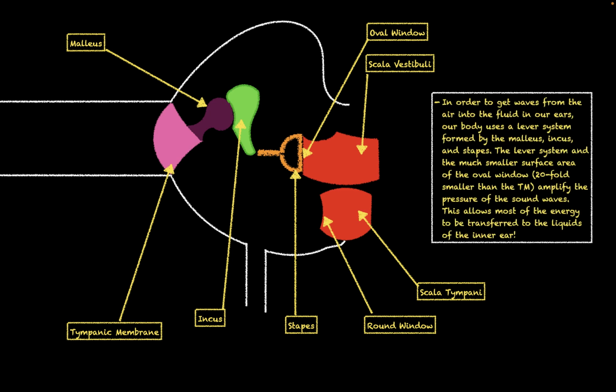In order to get the waves from the air into the fluid in our ears, our body uses a lever system formed by the malleus, incus, and stapes. The lever system and the much smaller surface area of the oval window, which is in fact 20-fold smaller than the tympanic membrane, amplify the pressure of the sound waves. This allows most of the energy to be transferred to the liquids of the inner ear. So it's because of this lever system and the usage of surface area that we can transfer the energy from the air into the fluid in our ears.